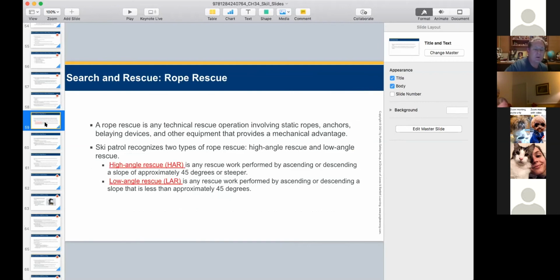For test purposes, a high angle rescue is anything greater than 45 degrees. Low angle is less than 45. So how many degrees is that? 90. So then how many degrees is from there to there? 45. Okay. So if you look at something and it fits in between here and it's greater than that, then it's a high angle rescue. If it's less than, it's the low angle.